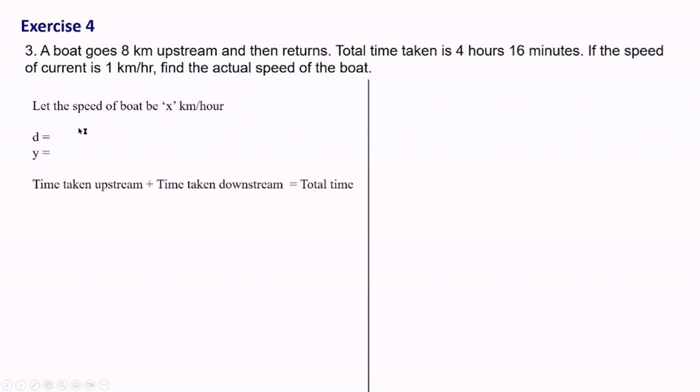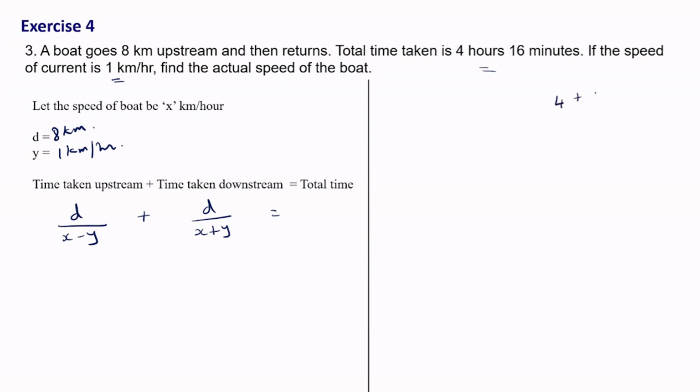So let the speed of the boat be x km per hour. The distance is given as 8 km and the speed of the current is given as 1 km per hour. The total time taken, that is the time taken to go upstream plus the time taken to go downstream, is given as 4 hours 16 minutes. Time taken to go upstream is the distance upon upstream speed, which is x minus y, plus time taken to go downstream, which is the distance upon downstream speed, x plus y. This is equal to the total time 4 hours 16 minutes.